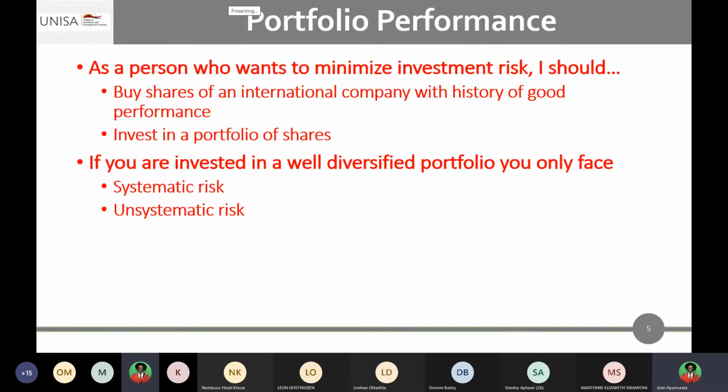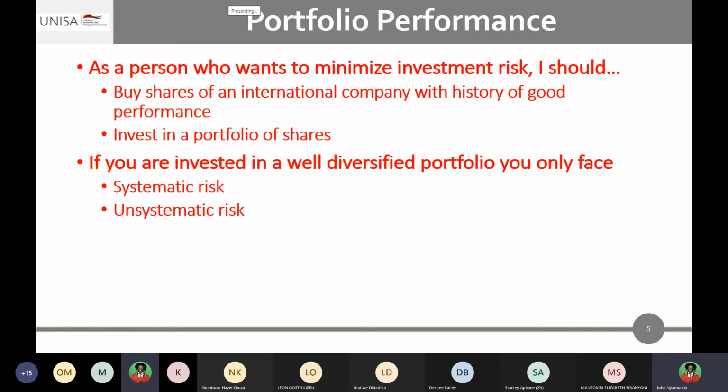If you are investing in a well-diversified portfolio, because you are 100% right, you invest in a portfolio of shares to minimize risk. But now, next thing is to say, if you are invested in a well-diversified portfolio, you only face which type of risk? Systematic risk or unsystematic risk? Let's make a choice. Quick choice, ladies and gentlemen. If you are not sure, you can just choose anything. You can just say, my mother told me to choose this one. That's what I used to do when I was young.